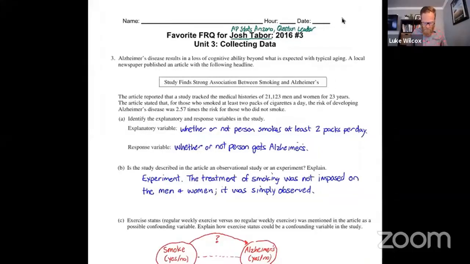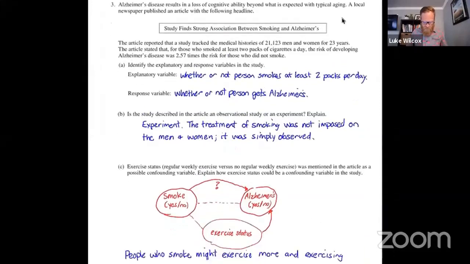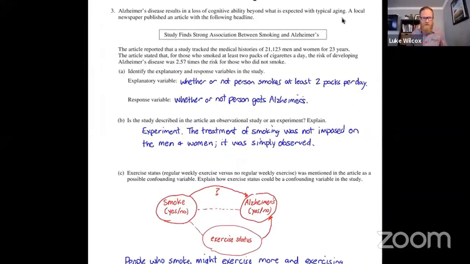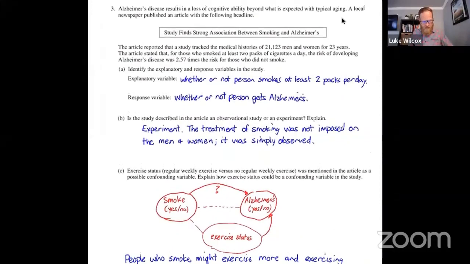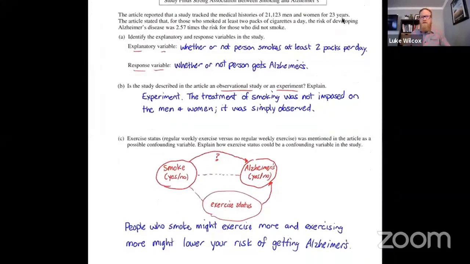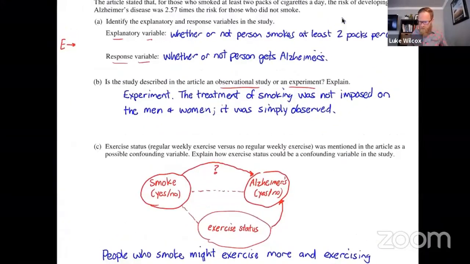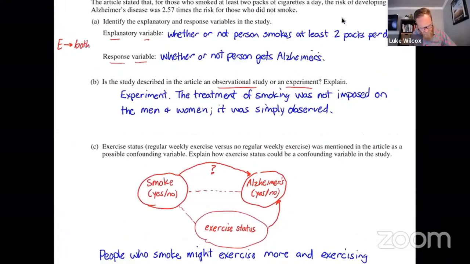So I'm going to show you the solution first, and then let's talk about the rubric that would be used to grade it. So in part A, you had to identify the explanatory variable and the response variable. In part B, you had to describe whether it was an observational study or an experiment. And then in part C, you had to explain a confounding variable. So let's talk about how this would be graded. So for part A, let's start with what is necessary for an essentially correct. Okay, so this one, for essentially correct, both variables are correct.